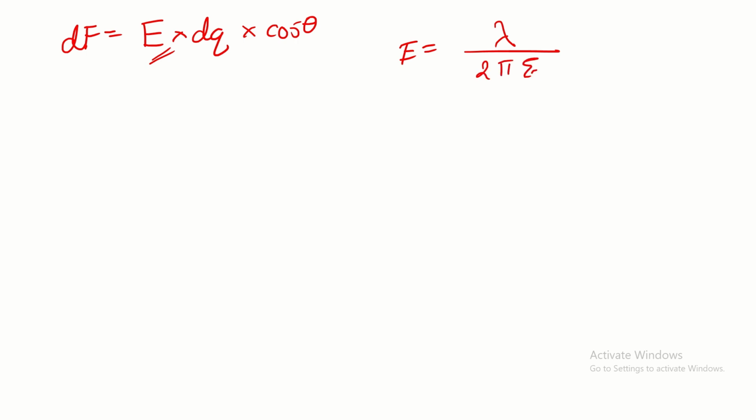Then we need to find the force between them. So dF would be E into dq, and since we are already taking the cos components, we'll write cos theta. Now first we need to find the value of E. Now E for an infinitely long wire is lambda by 2 pi epsilon naught into r, where r is the distance between them.